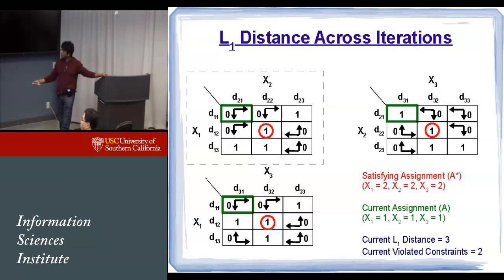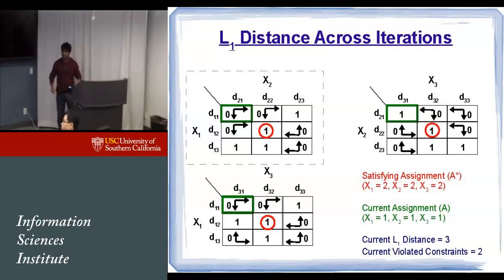There are currently 2 violated constraints, and what is the L1 distance between the satisfying assignment and the current assignment? It's 3, because it's 2 minus 1 plus 2 minus 1 plus 2 minus 1. The current L1 distance between the assignment we're working with and the true assignment is 3, and the number of violated constraints is 2. So I look at some violated constraint, doesn't matter which one, let's say this one here, and there are 2 directions at the 0. I randomly move in one of them. Let's say we made a random choice to change the current value of x2 from d21 to d22. So what does our current assignment become now?